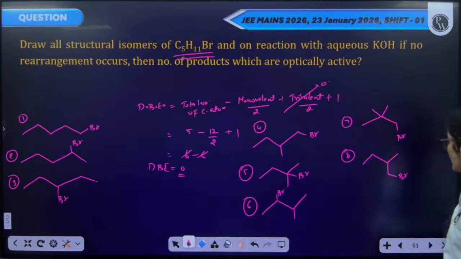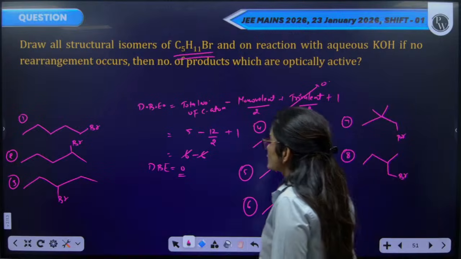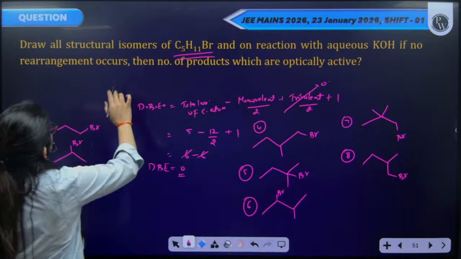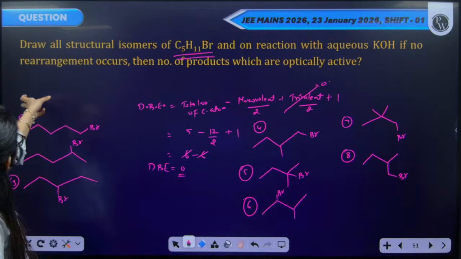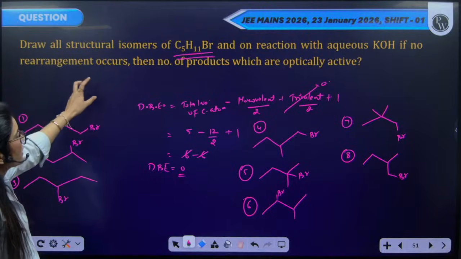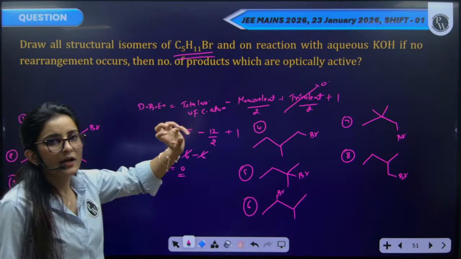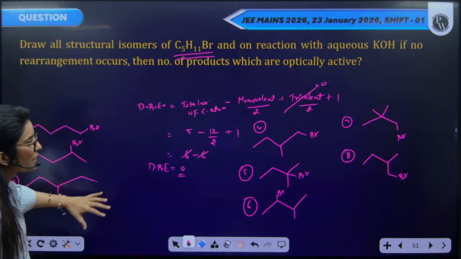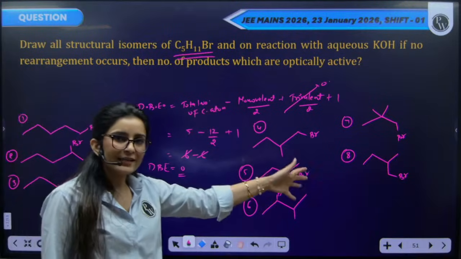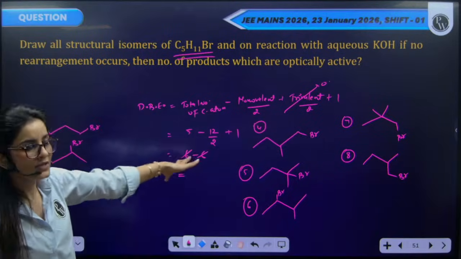So that is also a possibility, I guess. Okay, now see, according to me it should come 8 isomers. You have to draw all structural isomers of C5H11Br, and on reaction with aqueous KOH, if no rearrangement occurs. Basically it is telling if the carbocation is formed, then there shouldn't be any rearrangement, means you have to keep all the isomers as it is. You don't need to do any rearrangement for the cation.